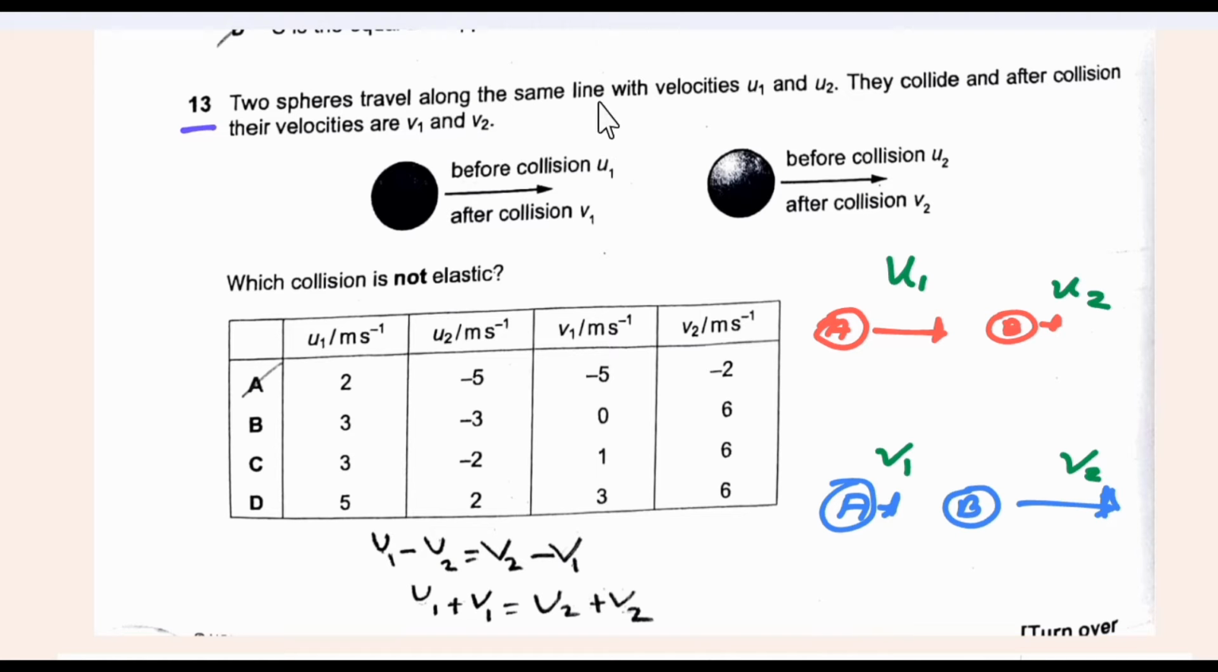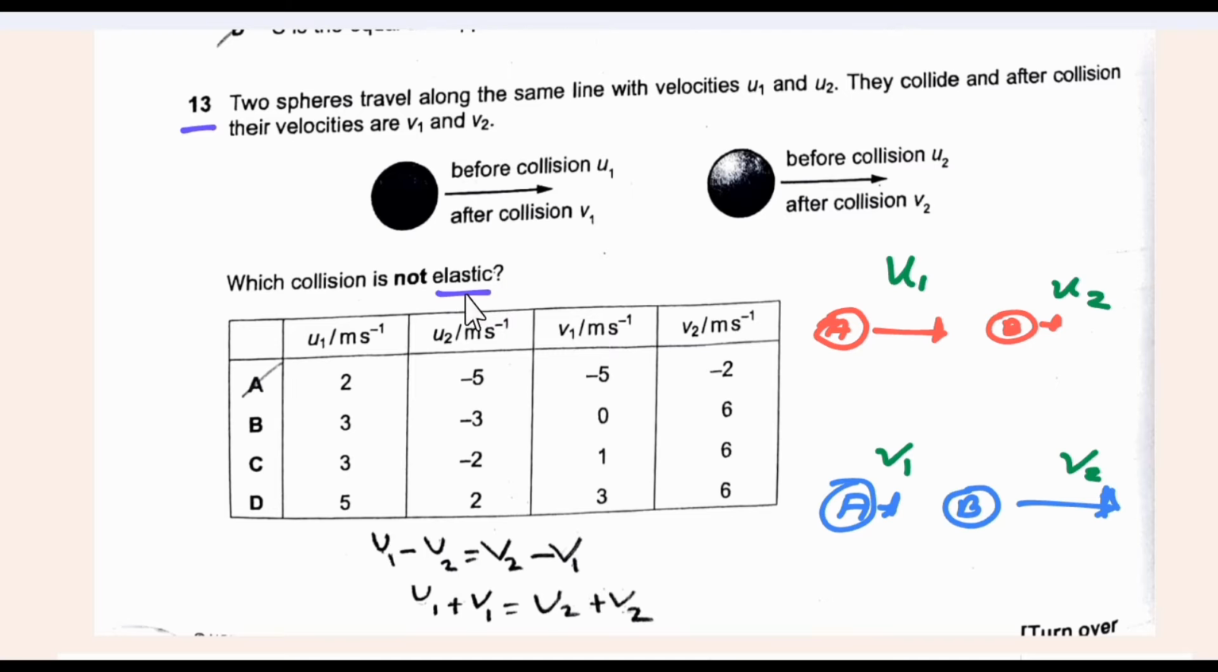Two spheres travel along the same line with velocities u1 and u2. They collide, and after collision their velocities are v1 and v2. So initial velocity of A is u1 and for B it is u2, and after collision the final velocity of A is v1 and the final velocity of B is v2. Then which collision is not elastic?